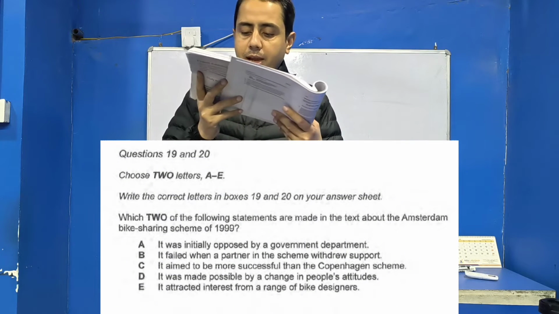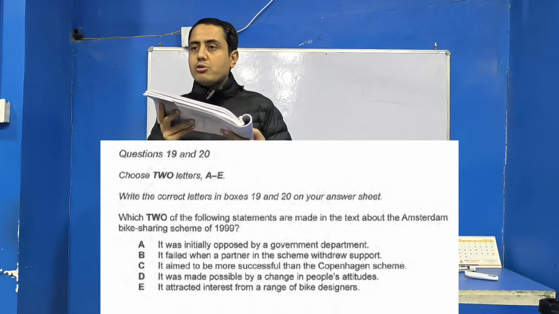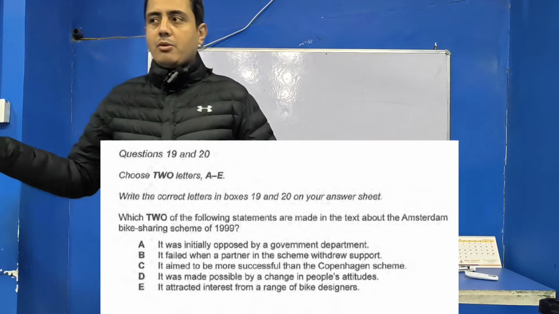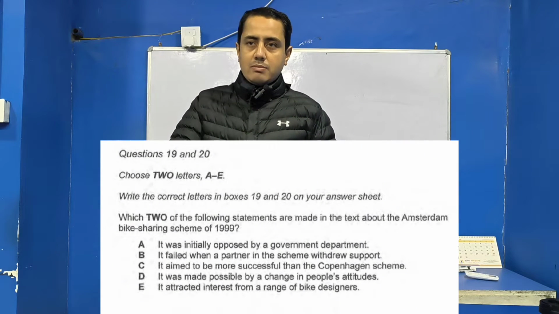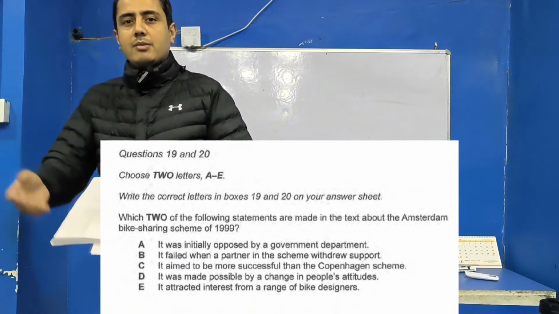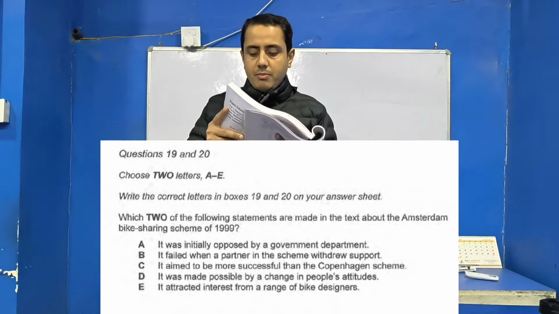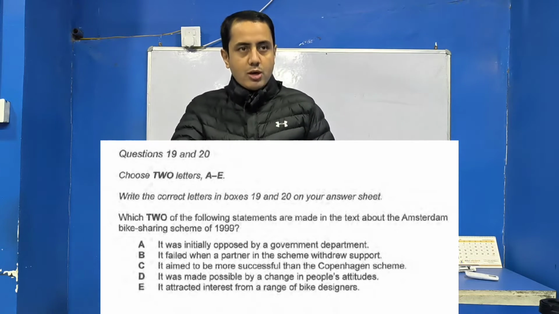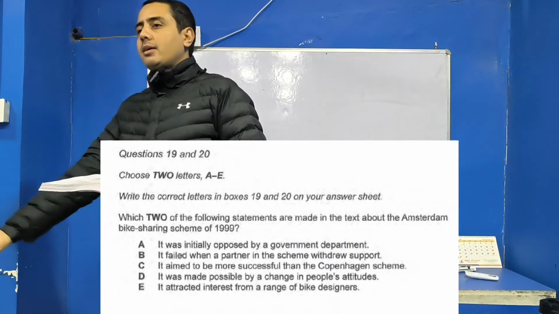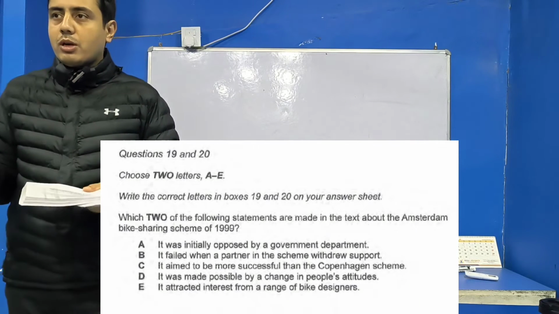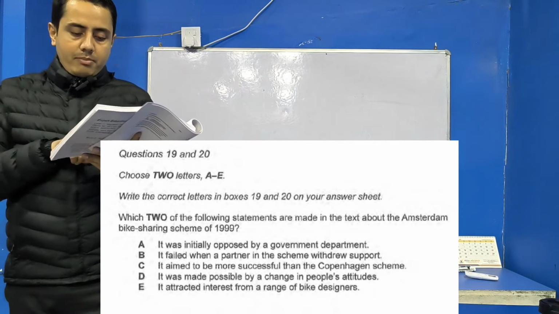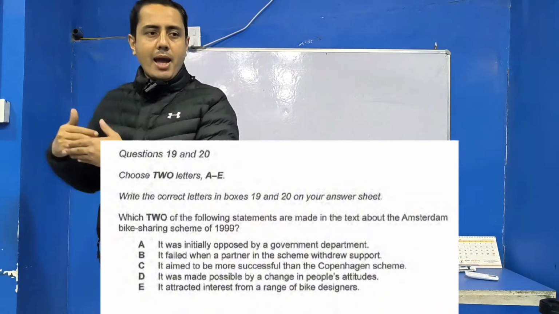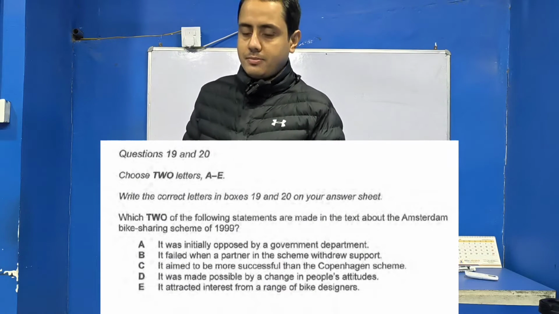Number B, it failed when a partner in the scheme withdrew support. So the scheme was launched with multiple partners, I guess. Maybe there was one company who gave bicycles, maybe some volunteers who rented the bicycles. Multiple companies must be involved in this scheme. One partner withdrew means it took back the support. It supported in the beginning, but it took back the support, and then it failed. So in number B, you can see partner withdrew. You can just focus on those things. One partner went back, stopped doing this.